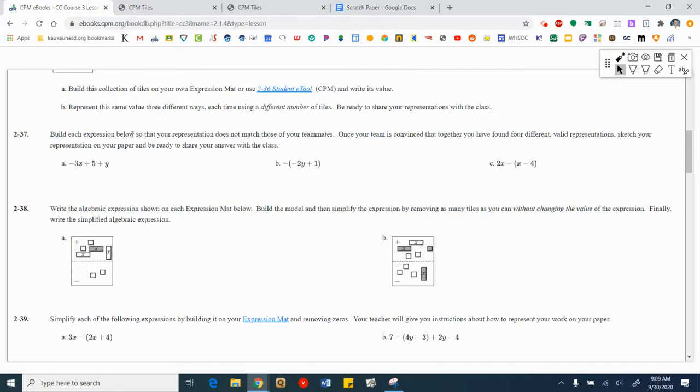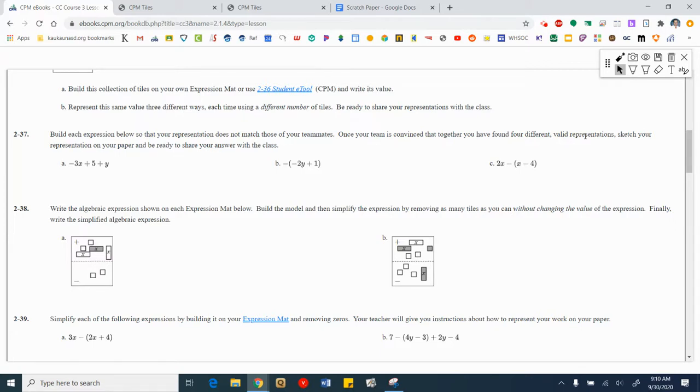237, build each expression below so that your representation does not match those of your teammates. Once your team is convinced that together you have found 4 different valid representations, sketch your representation on your paper and be ready to share your answer with the class. So you will not be working with a partner. So what I'm going to have you do is use the math, see if you can come up with a way to represent each of these expressions, and then see if you can come up with a second way. I'm not going to have you come up with 4, just come up with 2 different ways. Pause the video, try each of A, B, and C on your own for 237, and then check the video.